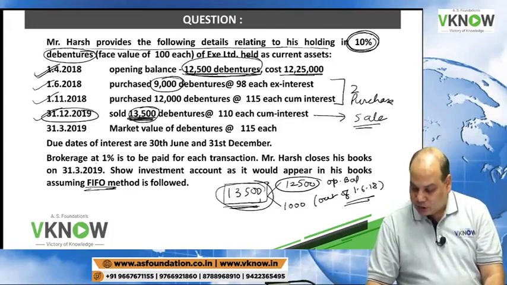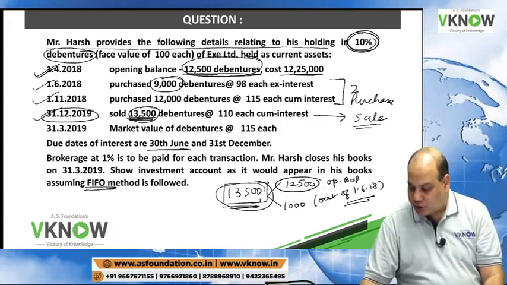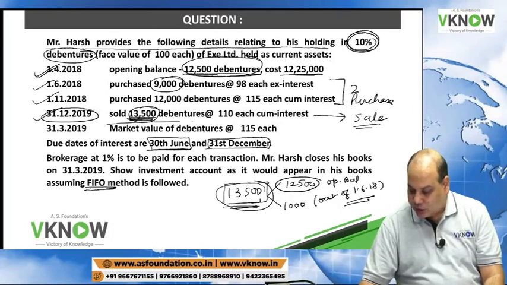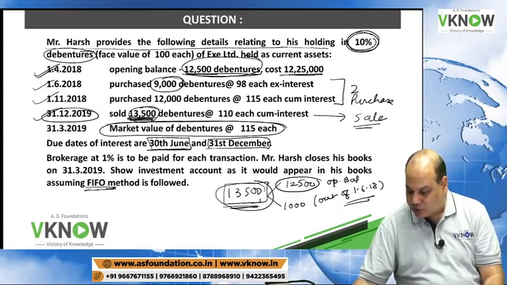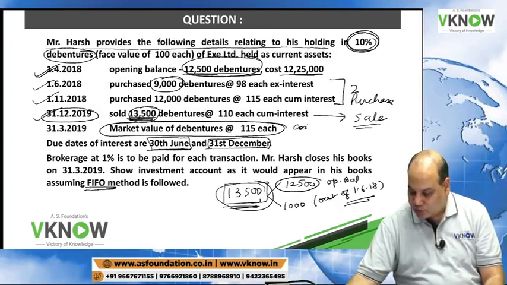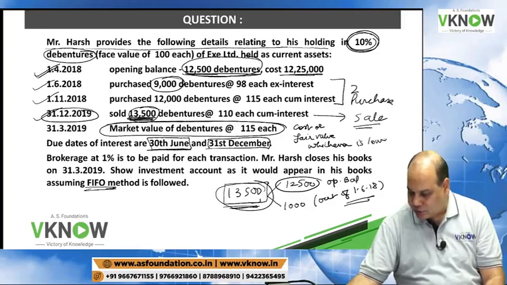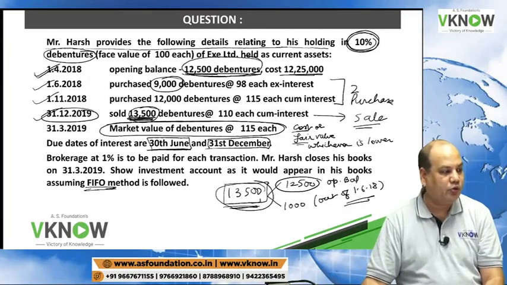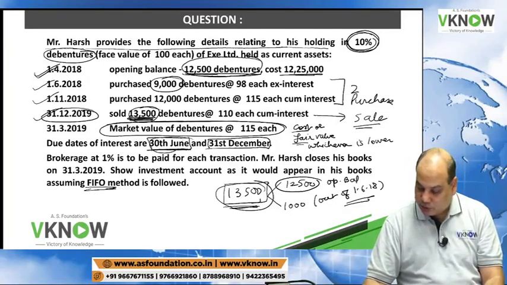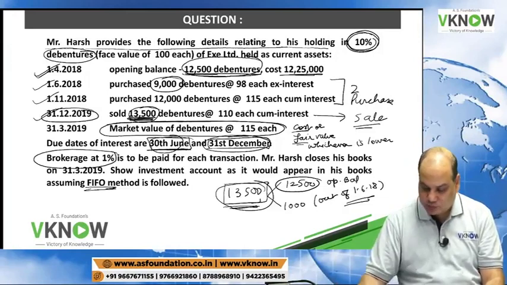Next issue in this problem is there are two interest payment dates, 30th June and 31st December. If they give you market value of debenture also, then you apply cost or fair value, whichever is lower. So I will check at the end of the year which is lower, cost or fair value. Interest will be paid on 30th June and 31st December. But what is new here? Brokerage.